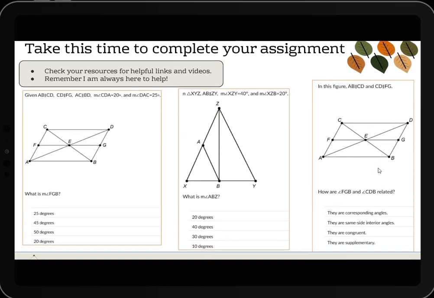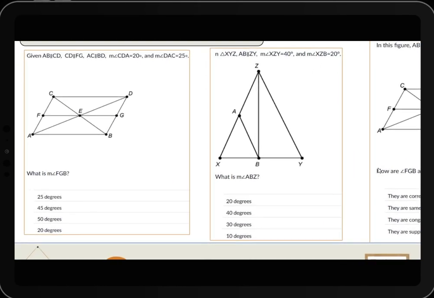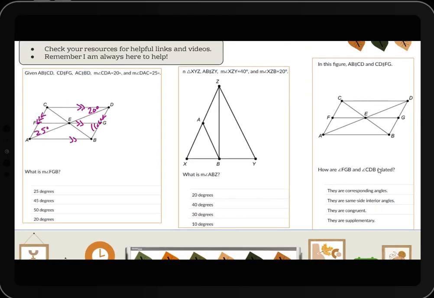For your exit ticket, you are going to be tasked with determining what the measure of FGB is. I would encourage you to review the slides directly because we went over this exact problem. DAC is going to be this angle right here at 25 degrees, and then CDA is going to be this angle at 20 degrees. These are parallel according to what they've stated. Also these are parallel as well. Or at least I think, yes, they've stated that they are actually parallel. So that's why I've listed them out that way. So I refer you to the previous slides for that problem.